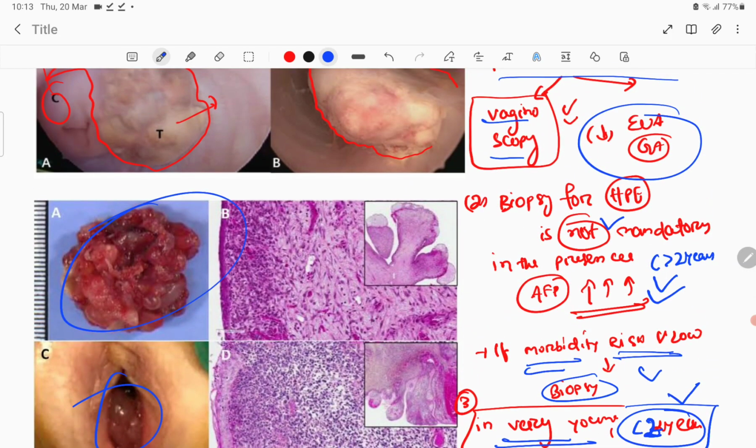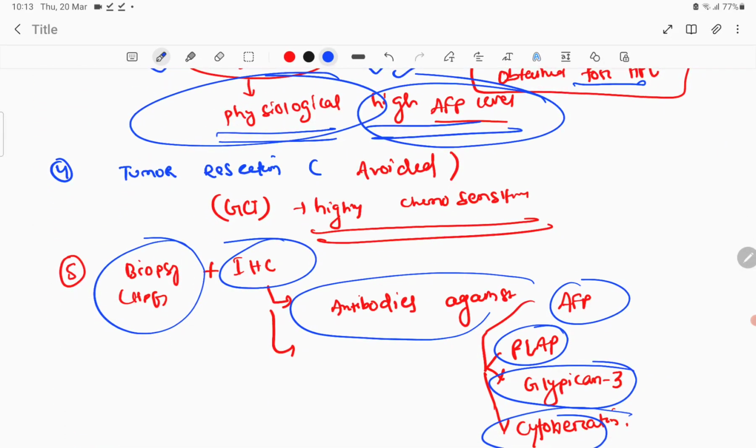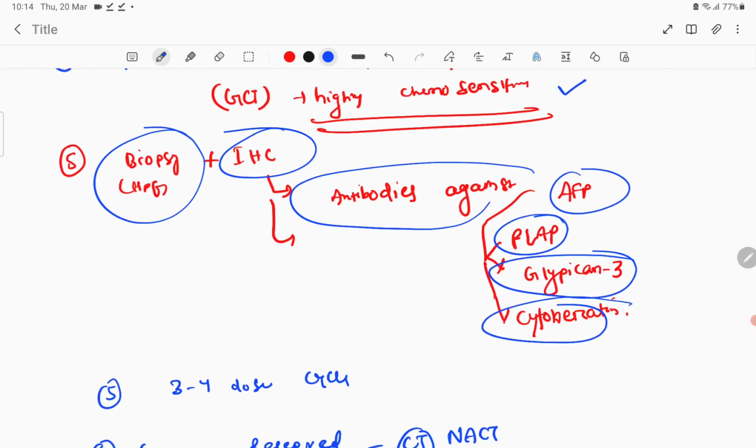Then the fourth point, tumor resection. In very young patients, you should not go for initial local therapy. Initial local surgery should be avoided. Tumor resection should be avoided, because germ cell tumor is highly chemosensitive. If you go for a biopsy, along with it you should do IHC analysis, sending antibodies against alpha fetoprotein, placental alkaline phosphatase, glypican 3 and cytokeratin.